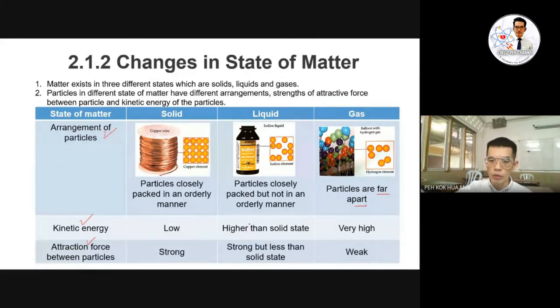So the liquid will have a higher kinetic energy compared to the solid state, while the gas will have the highest kinetic energy. And for the liquid, the attraction force between the particles is strong but less than in the solid state, and the attraction for gas will be weak. So the particles are able to move freely and randomly in the gaseous state.